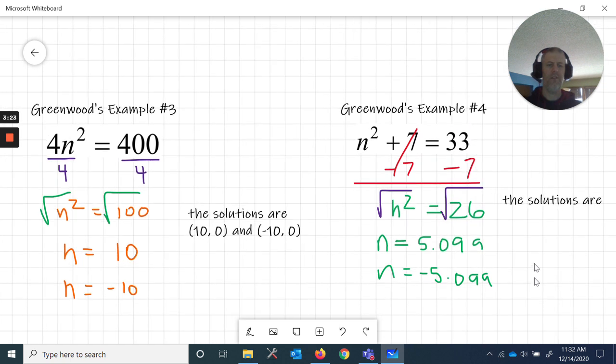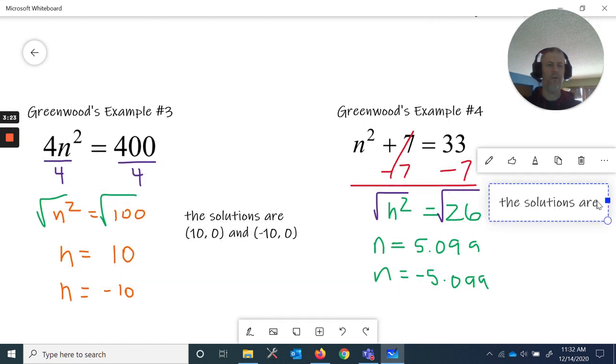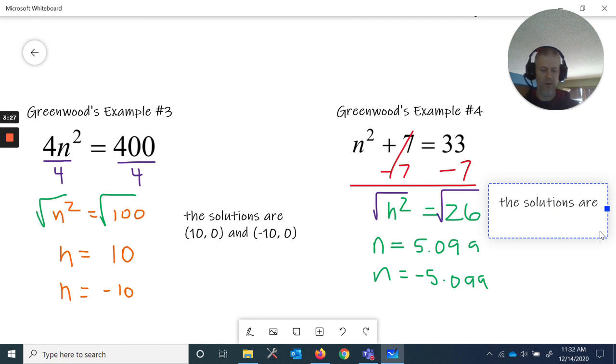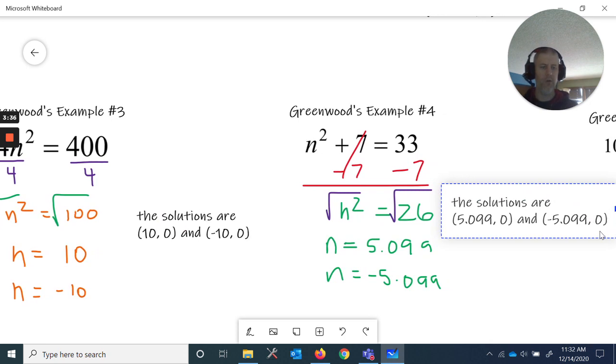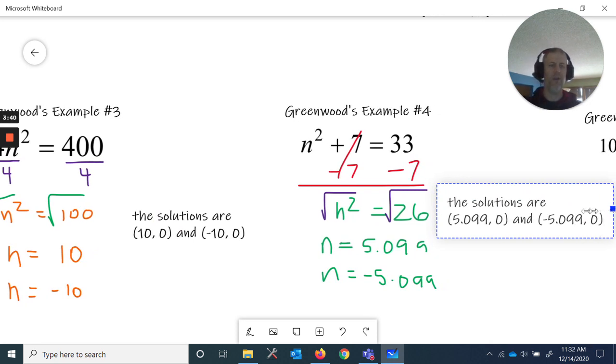We'll just slide on over here a little bit. Solutions are 5.099, comma 0, and negative 5.099, comma 0. Well, you can already see there's going to be another example, can't you?